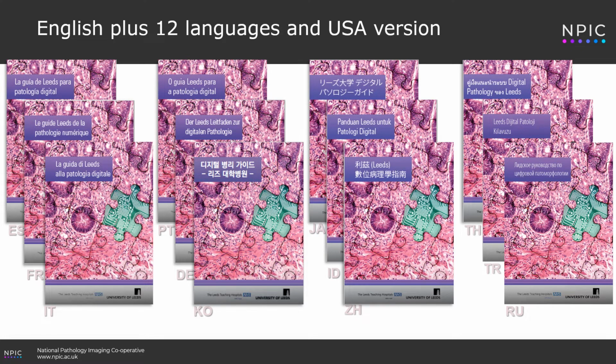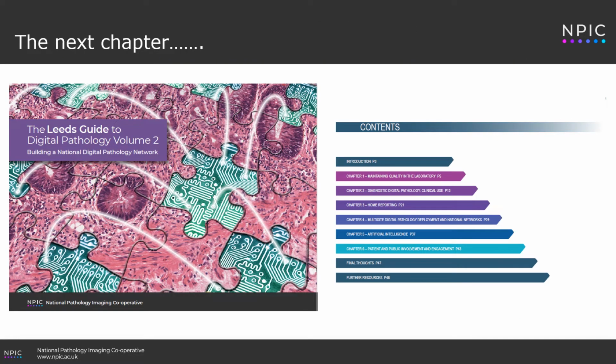And here is another resource that I would just like to point you towards if you haven't already downloaded a copy. This is the Leeds Guide to Digital Pathology, now available in 12 languages, plus a USA English version for those of you that can't stomach the UK English spellings. This is a sort of consolidation of some of the earliest lessons that we learnt in deploying digital at the Leeds laboratory, and I'm absolutely delighted that we now have the next chapter available. Leeds Guide to Digital Pathology Volume 2 is available for download, and we will share with you details of how to do that after this session.